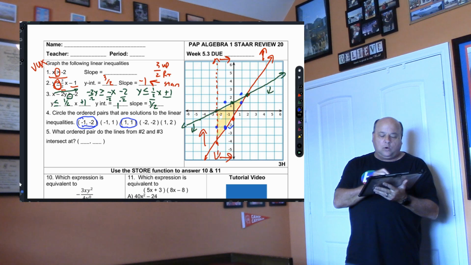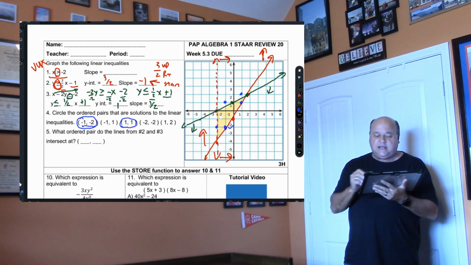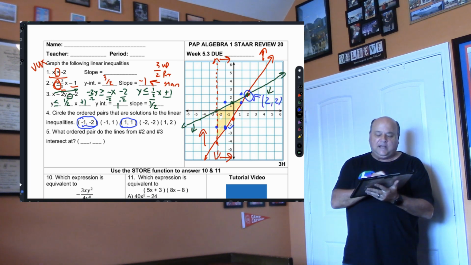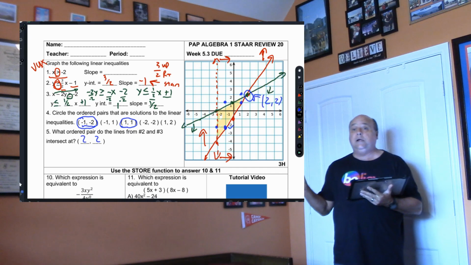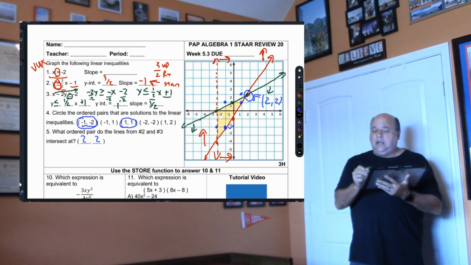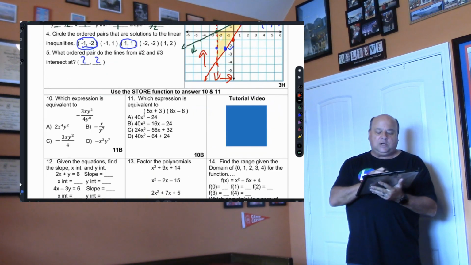And the next one: what ordered pair do lines 2 and 3 intersect at? That's my green and red one right here. They intersect at 2, comma 2, don't they? That's the answer to the system of equations, okay? Let's continue on. Number 10.